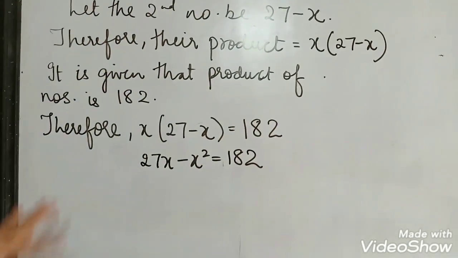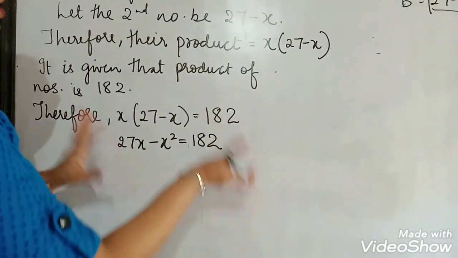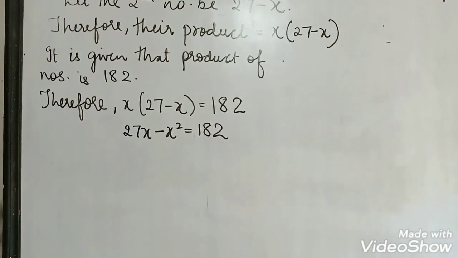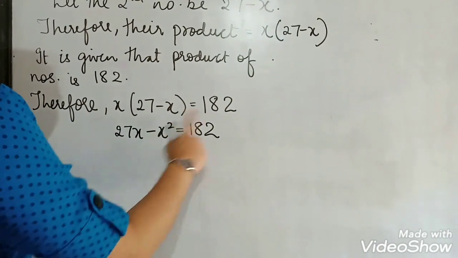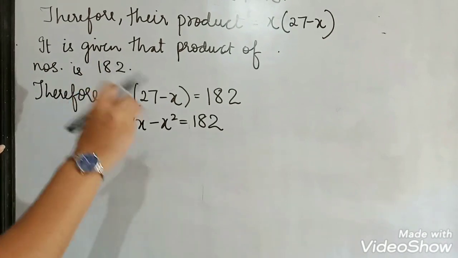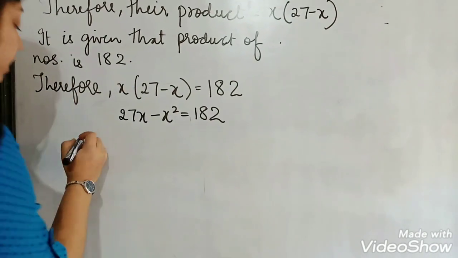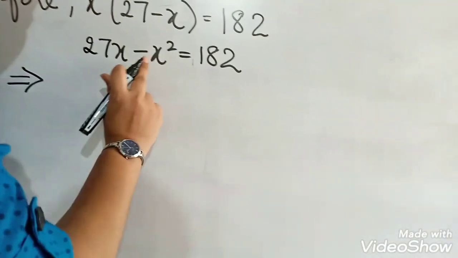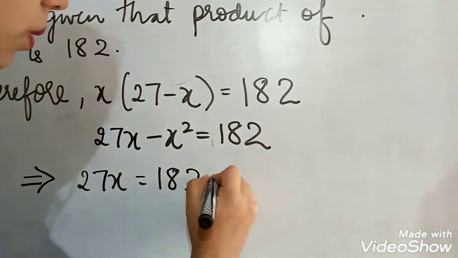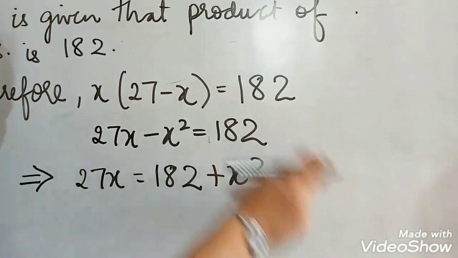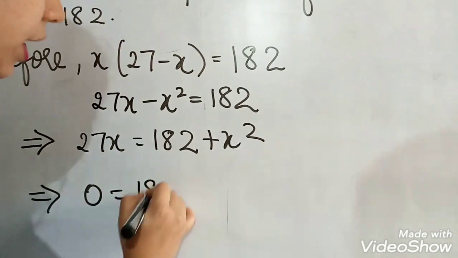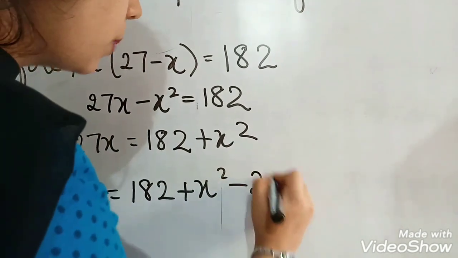Now children, if I transpose a few of the terms to the LHS and RHS, we can form this as a quadratic equation. So I am going to transpose minus x squared and 27x to the RHS, and on one side I will be equating it with 0. Okay, so let us begin. I am transposing minus x squared to this side, so this will be 27x equals 182 plus x squared. Then 27x also I will transpose to the RHS. This will be 0, because nothing is left here, equal to 182 plus x squared minus 27x.